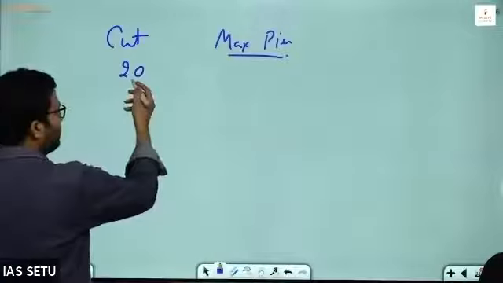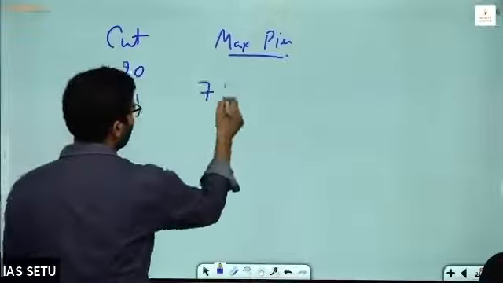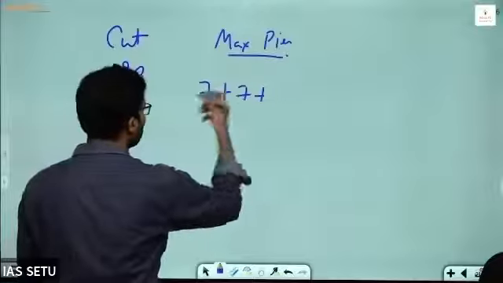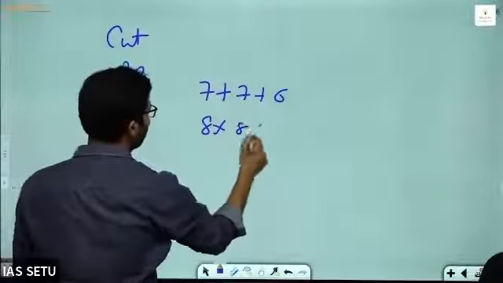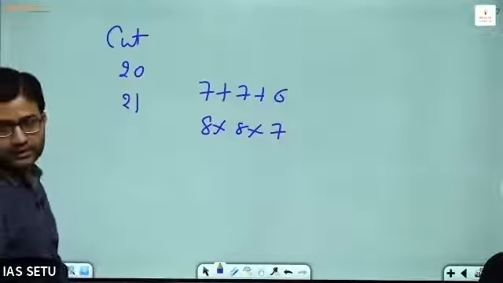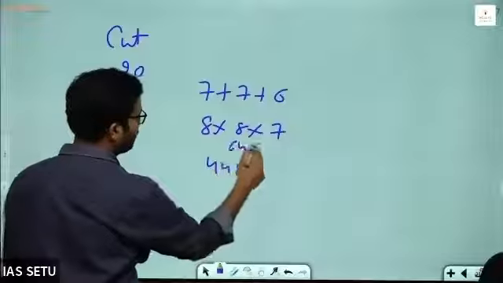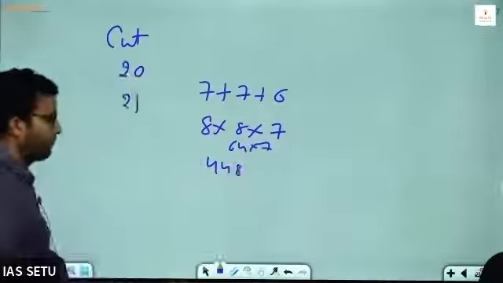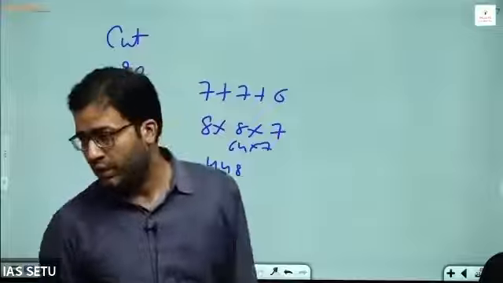20 cuts, multiple of 3 near to 20 is 21, so it should have been 7 plus 7 plus 7, but it is less. 7 plus 7 plus 6, so it is 8 into 8 into 7. ठीक है जी, you do this multiplication. 448, 64 into 7, yes, 448.